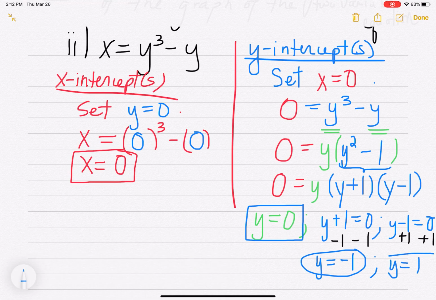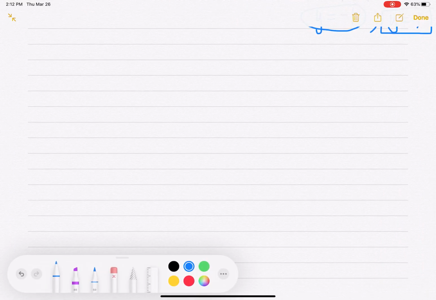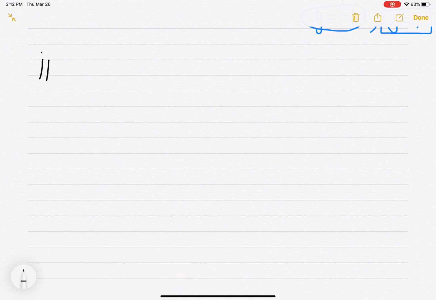Here you literally have 3 Y-intercepts: 0, negative 1, and positive 1. Then you got one X-intercept of 0. Right? Let's move on and do another example. This is going to be the second one for this video, but it is actually the third example in total of finding X-intercepts and Y-intercepts.